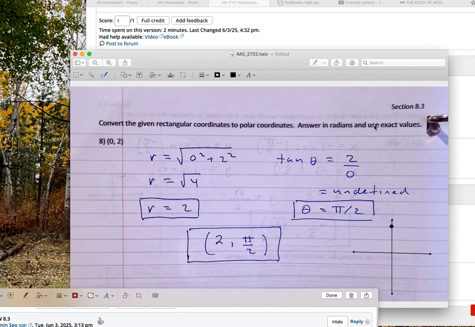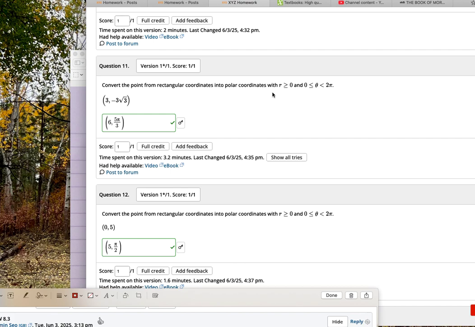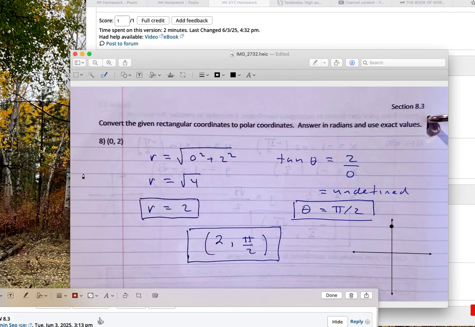I could also use a theta that was not within 0 to 2 pi, and I could go -3 pi over 2 and get there with a positive 2. And so that's why they generally have those conditions on it, so that you do have a unique answer. Without that, there's actually an infinite number of ways to get to that point, right? I could have 2, and then I could have 2 pi plus another pi over 2 and get there again.